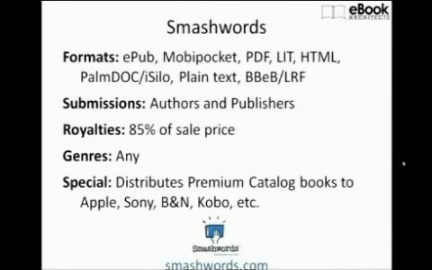Smashwords is an ebook retailer that has garnered a lot of interest in the last couple of years. Basically, what Smashwords does is they'll take a Word document from you and run it through what they call the meat grinder. The meat grinder is an automated conversion process that will take your Word document, convert it into EPUB and Kindle and a variety of other formats.